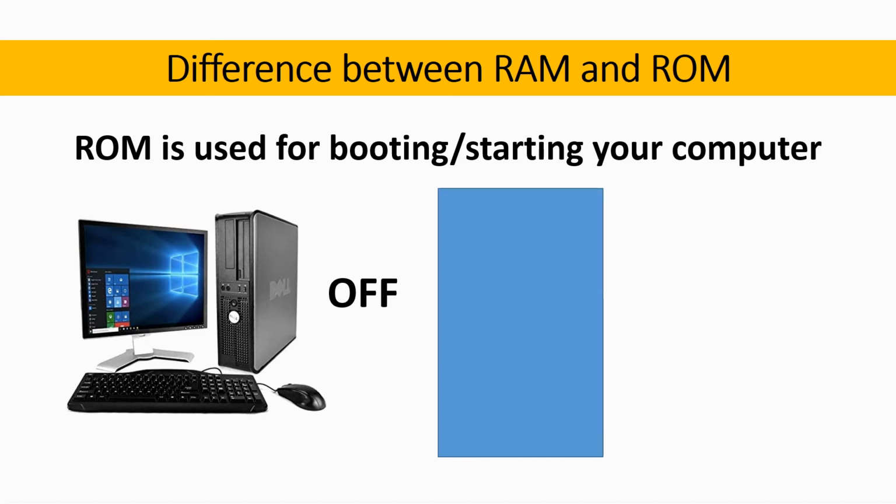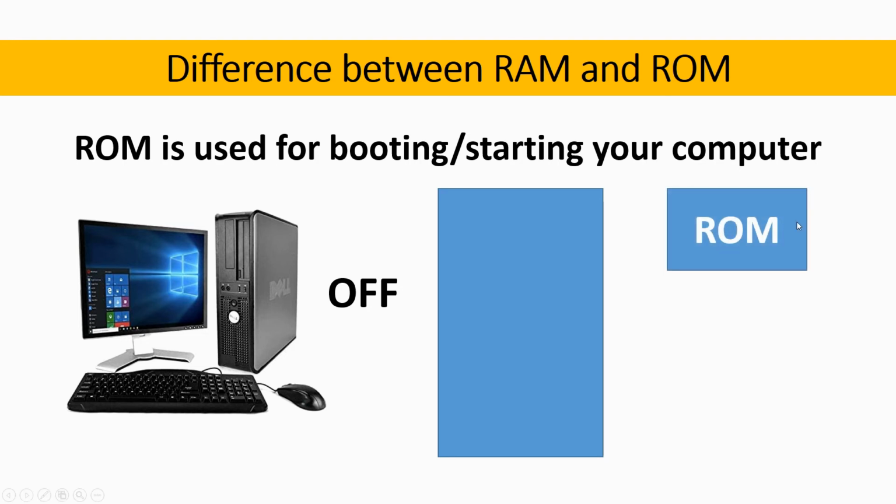Why will it be erased? Because it cannot retain the data. It can only retain the data as long as there is power supply. Since there is no power supply, there is nothing in the RAM. Even the OS is not present in the RAM. And since there is no Windows operating system present on your computer, how will your computer run? That's where the ROM comes into action.